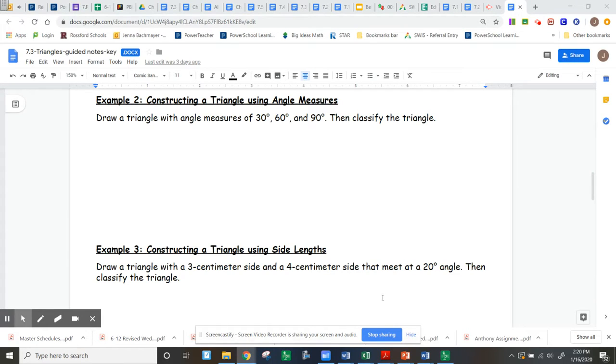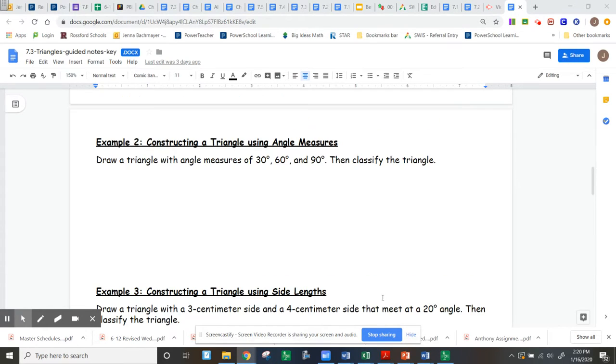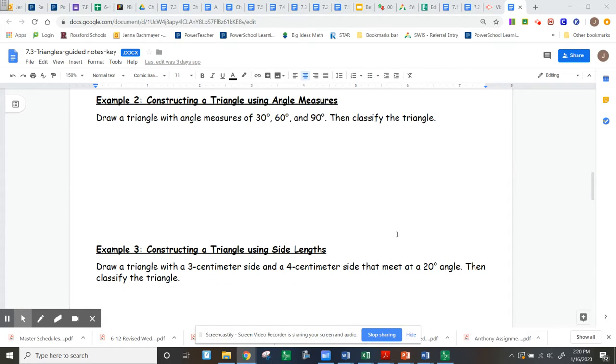Hi guys, today we are going to continue with the 7.3 triangles notes. This is covering example 2, constructing a triangle using angle measures, and example 3, constructing a triangle using side lengths.